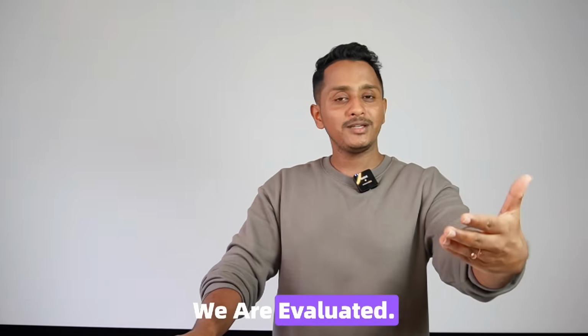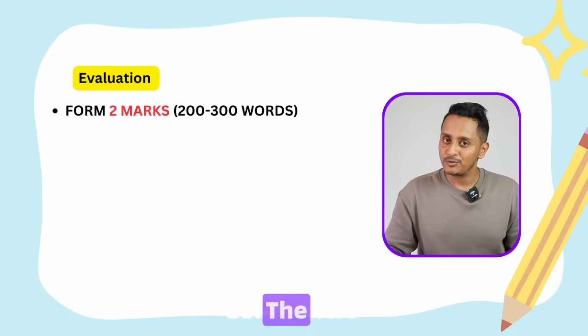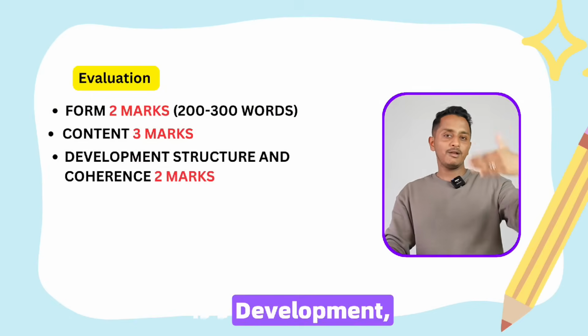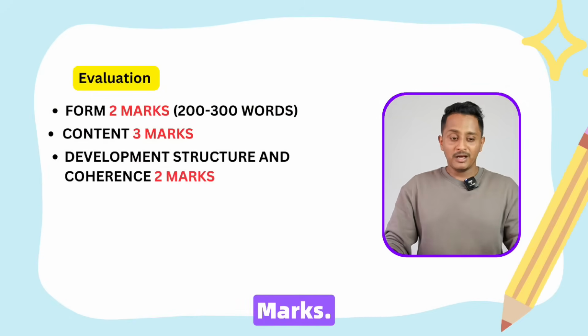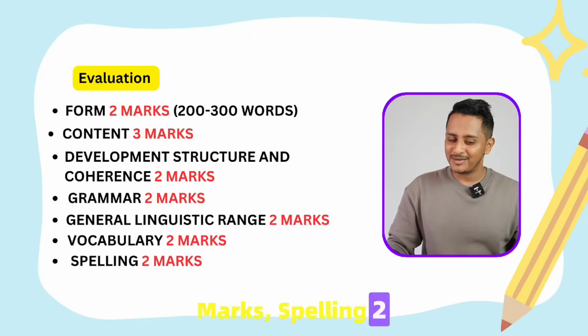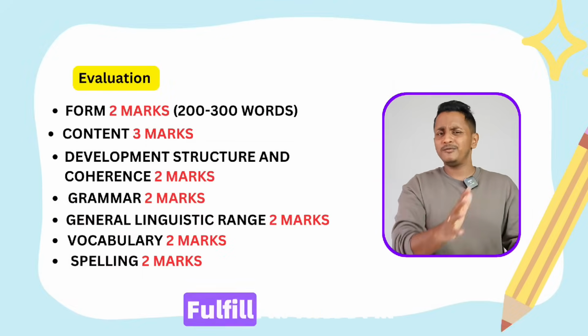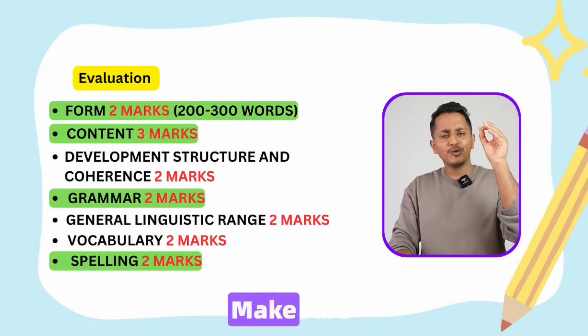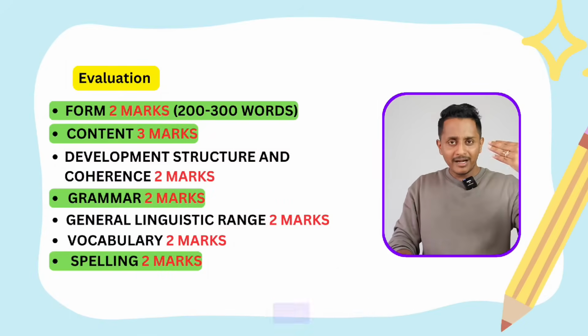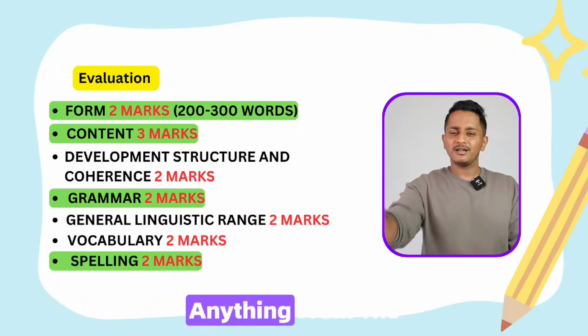And how are you evaluated? Form is 2 marks. Between 200 to 300 words, if you write that, you get the 2 marks. Content is 3, development, structure and coherence is 2 marks. Grammar is 2 marks, general linguistic range is 2 marks, vocabulary 2 marks, spelling 2 marks. Don't worry about all these things. The template that I give you will fulfill all this. All you have to do is make sure it is between 200 to 300 words, and grammar and spelling should be precise. Content, write anything from the question.